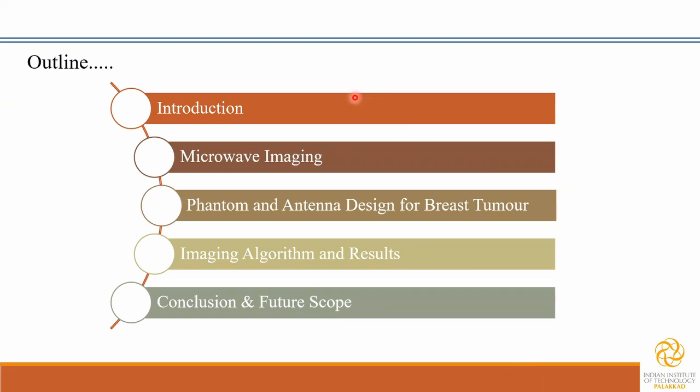The outline of my presentation is: introduction to breast tumor, where I will talk explicitly about different techniques of tumor detection along with their pros and cons. Then I will talk about the importance of microwave imaging, followed by phantom and antenna design for breast tumor. Then I will talk about the imaging algorithm and its results. Here, let me make one thing clear: the imaging and its analysis is not restricted to tumor only, it is extended to concealed objects too. At last, I will talk about the conclusion followed by future scope.